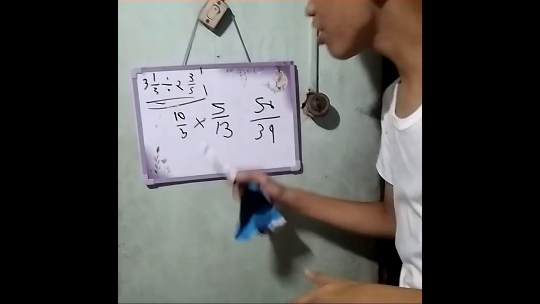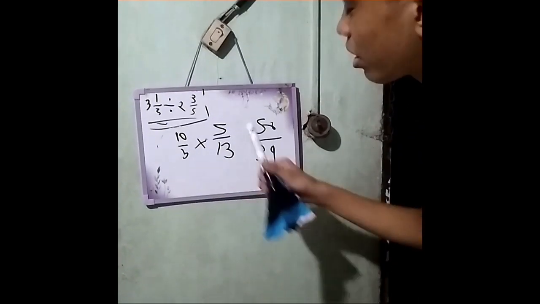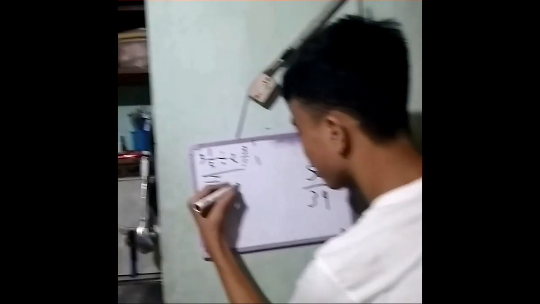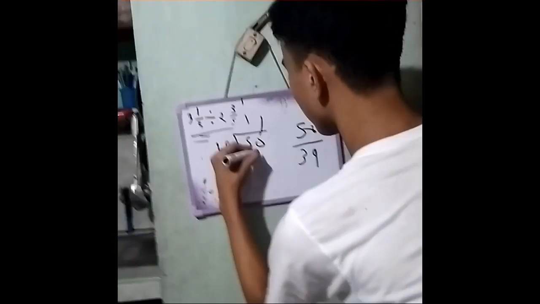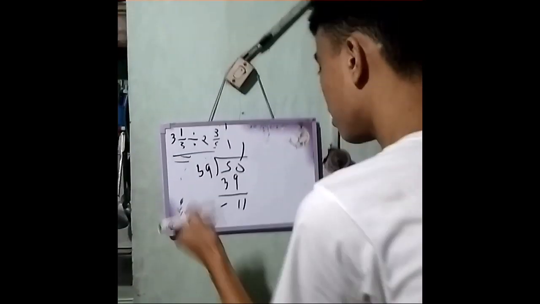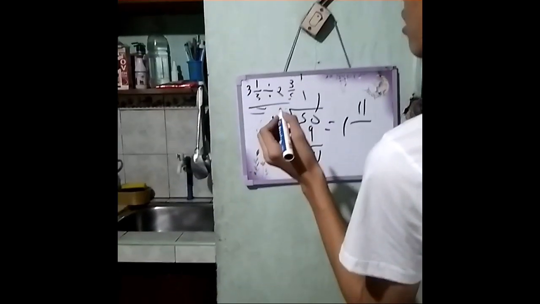Since mixed numbers yung ating problem, mixed numbers yung sagot natin. So ang ating final answer ay 11 over 39.